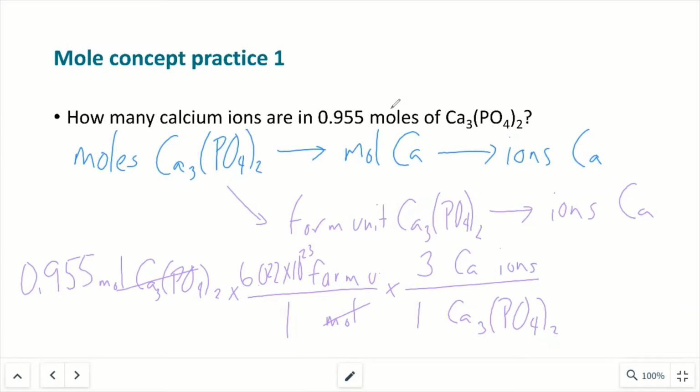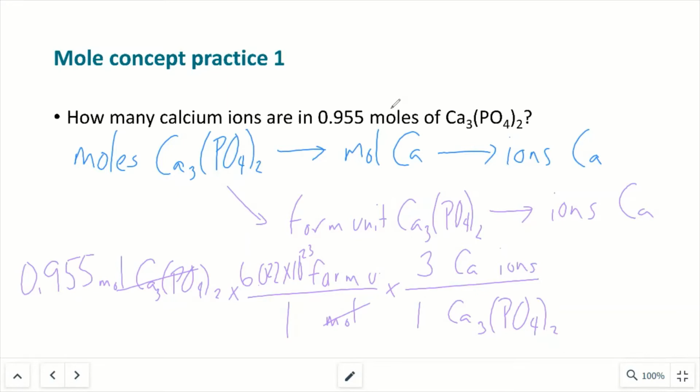So one of the things with these kinds of problems is there are a lot of directions that we can go once we have the particle itself. We could ask you the number of calcium ions, like we are here. We could ask you for the number of phosphate ions, in which case that would just be a 2-to-1 ratio instead of a 3-to-1 ratio, because there are 2 phosphates in the molecule. We could ask you for the number of phosphorus atoms, which would also be 2-to-1. We could ask you for the number of oxygen atoms, which in that case would be 8-to-1, because we're taking the 2 subscript multiplied by the 4 subscript to give us 8 overall.